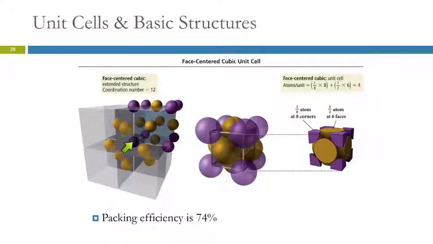Coordination number is 12. So this purple sphere on the corner is in direct contact with 12 other atoms. So higher coordination number, higher packing efficiency. So packing efficiency here is 74%. Any questions?